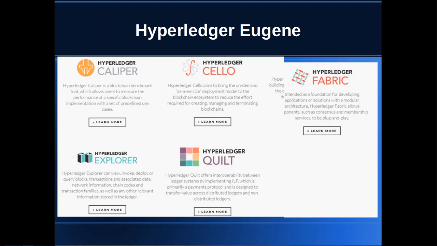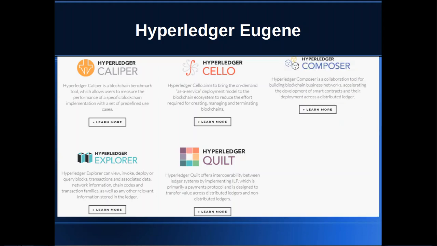So Caliper is a blockchain or distributed ledger benchmark tool, which will allow us to look at performance. That's a very important part of all this, because as I'm sure we've heard, both Bitcoin and Ethereum suffer a little bit from performance problems, because as more transactions take place, as the blocks get bigger, then the response times get slower. Then we've got Cello. This is more for people who maybe don't want to have their own distributed ledgers and want something on demand as a service.